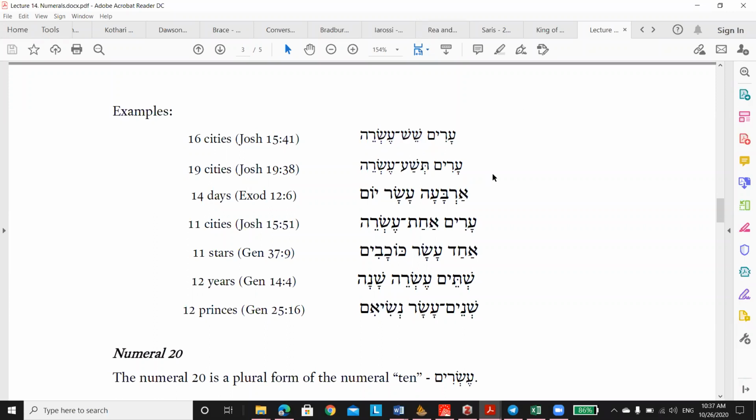The same: Arim, Tesha, Esre, 19 cities, or 14 days. Arba'a Asar Yom, because Yom is masculine, so Asar also should be masculine, and this should be of the opposite gender, it should be feminine. And Achat Asar Kochavim. Kochav is a star.